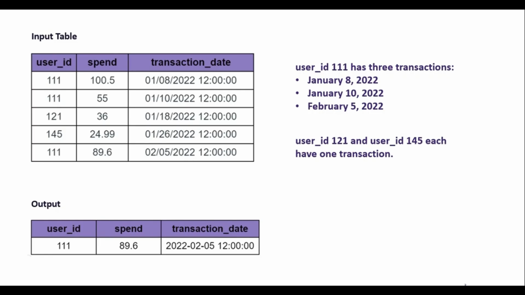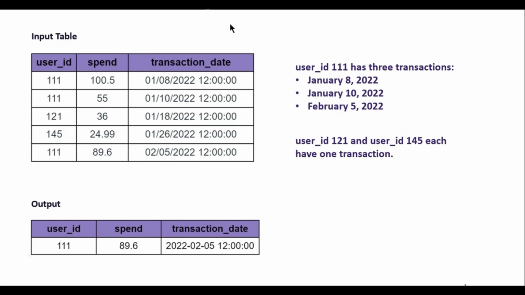Then we have to find the third transaction. That means the order by clause will be applied on the transaction date column, so that we can order the transactions, and then we can retrieve the third transaction over there. So now let's write the query on MySQL Workbench, and there I'll explain you the solution step by step.